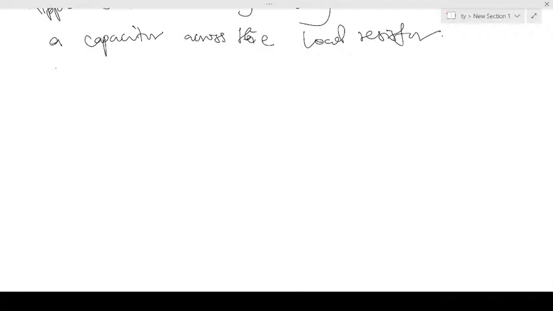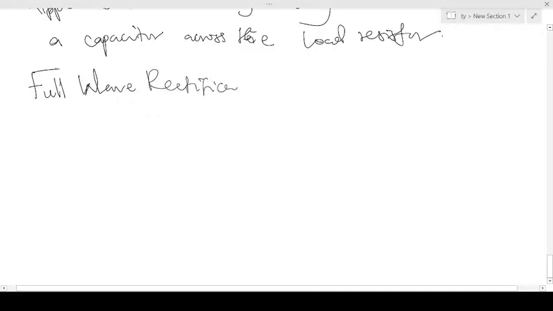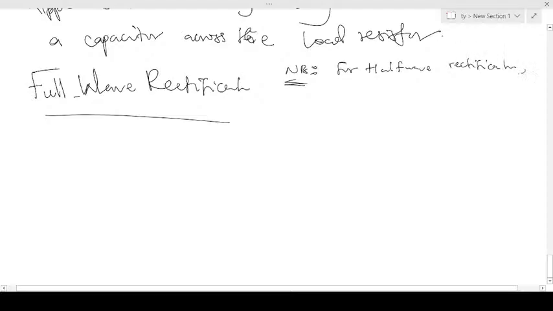Now, I would like us to move to full wave rectification. But before that, I want to note a few things. Note that in our calculations for half wave rectification, our diode was ideal. An ideal diode is where current only flows in forward bias, and doesn't flow in reverse bias. That's an assumption we took when solving for half wave rectification.